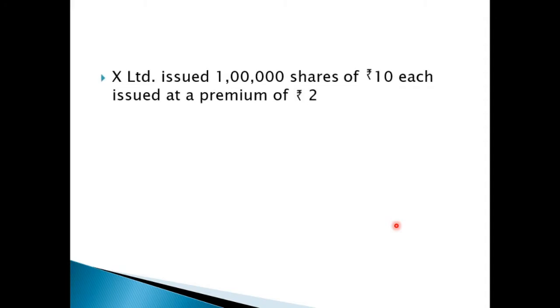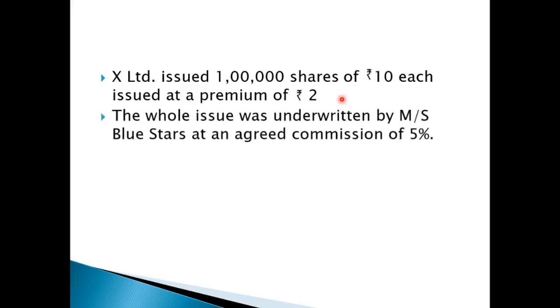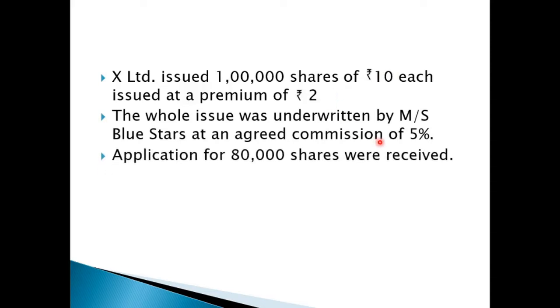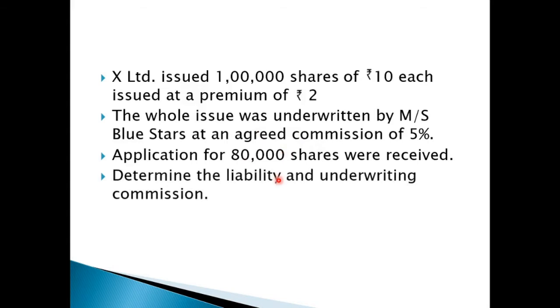Now we have a problem here. X Limited has issued 1 lakh shares. The face value of the share is 10, but it is issued at a premium, so the issue price is 12. The whole issue was underwritten by Blue Star at an agreed commission of 5%. The applications were received for only 80,000. So you understand that here we have an under-subscription of shares. Determine the liability and the underwriting commission.